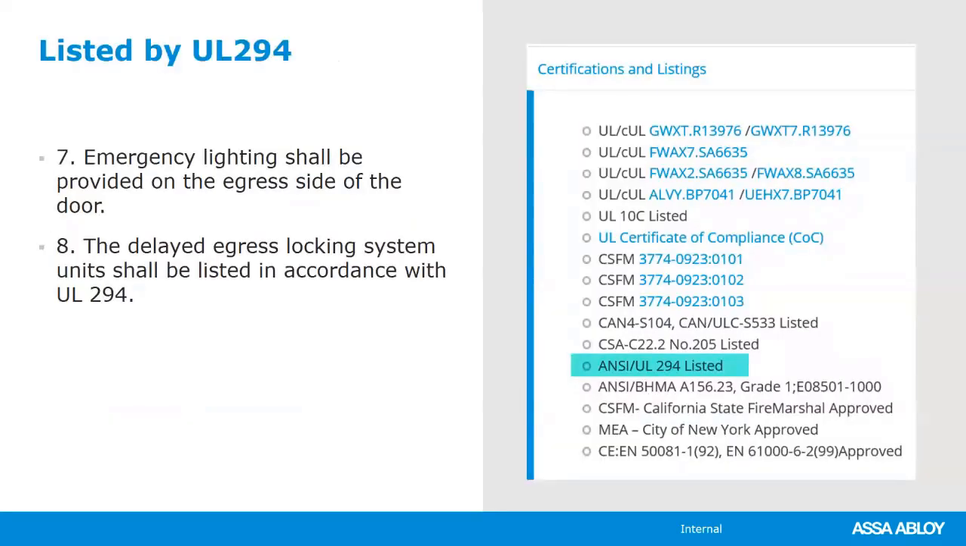7, emergency lighting shall be provided on the egress side of the door. And 8, the delayed egress locking system unit shall be listed in accordance with UL 294. And you can check your listings for each of your products. ANSI UL 294 is a listing that you will find on those products.